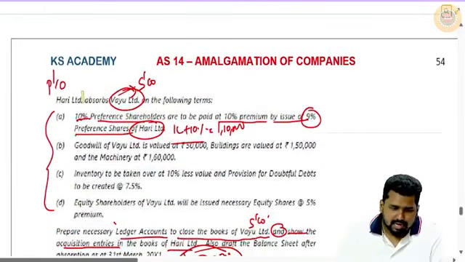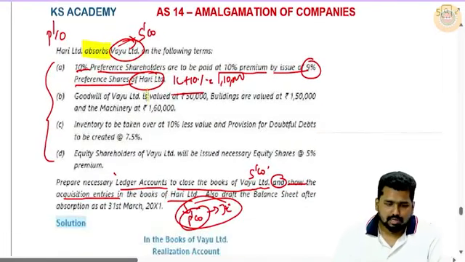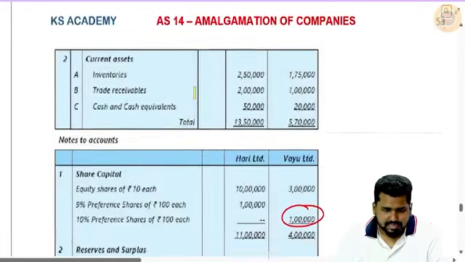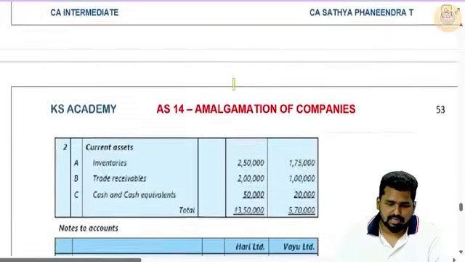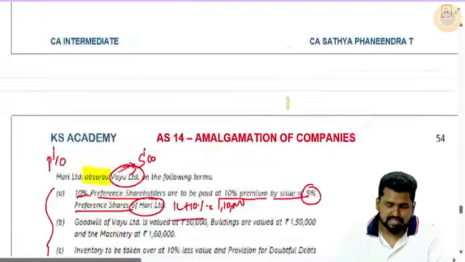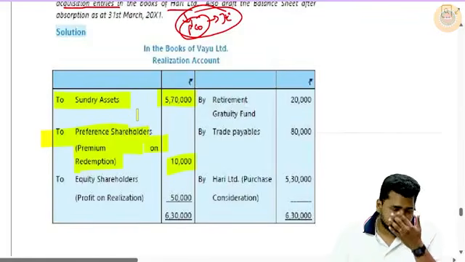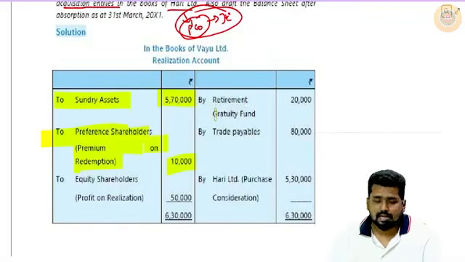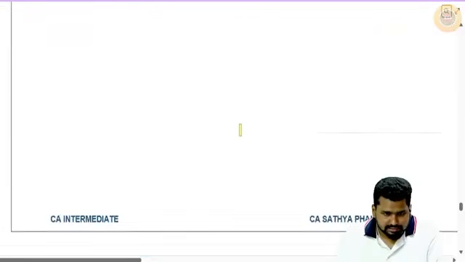See, point number 2. Hari Limited absorbs. Absorbs means all assets and liabilities we are going to take up. Correct? What is the assets value of Vayu Limited? Shall we see the total assets value of Vayu Limited? 250, 25, correct? 570. So total sundry assets taken over. When they say absorb, everything is taken over. Not only assets; when I say absorb, liabilities are also taken over. What are the liabilities we are having? Wait.